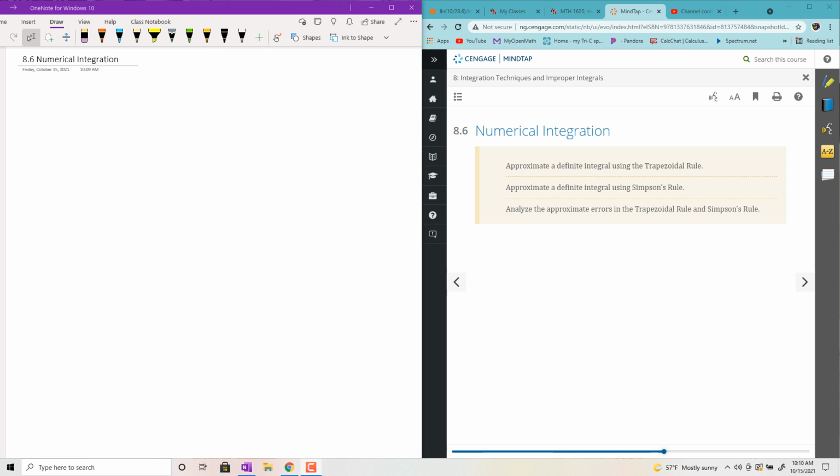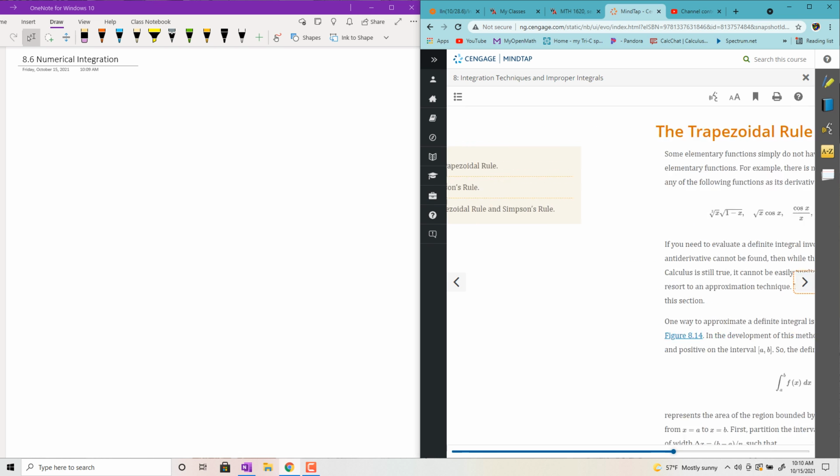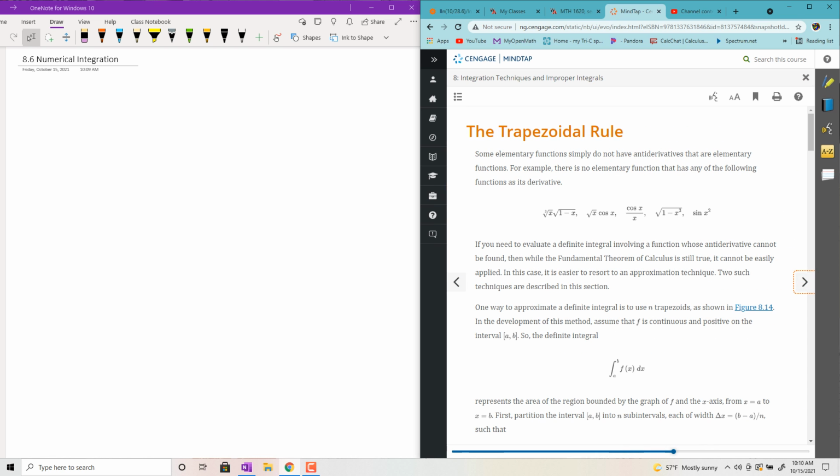Okay, welcome back. This is 8.6. We're working with numerical integration, which is very important because there are integrals we're not going to be able to do by hand. If you look on the right, the book begins with this kind of issue.